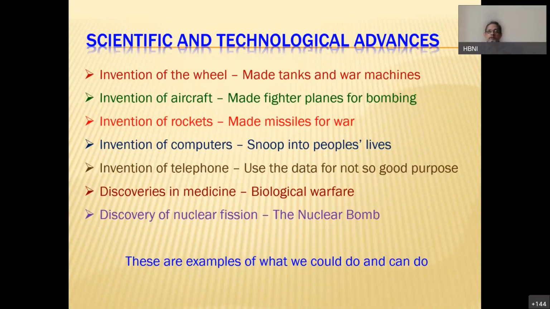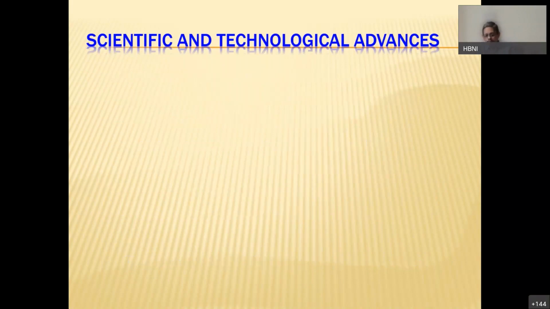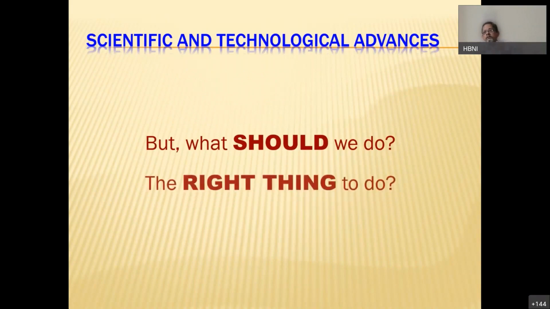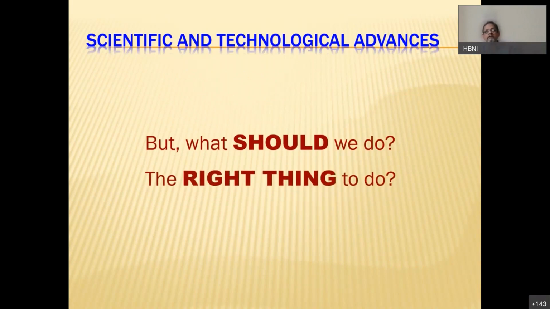And nuclear fission, of course, initially was a very bad thing, one would say, the nuclear bomb, which killed so many people. So all these things are examples of what we could do and what we can also do. But then, have you asked this question, what we should be doing? And what is the right thing we should be doing? I think these are the questions which one must try to address, instead of saying what we can do and what we will do and what we have done.